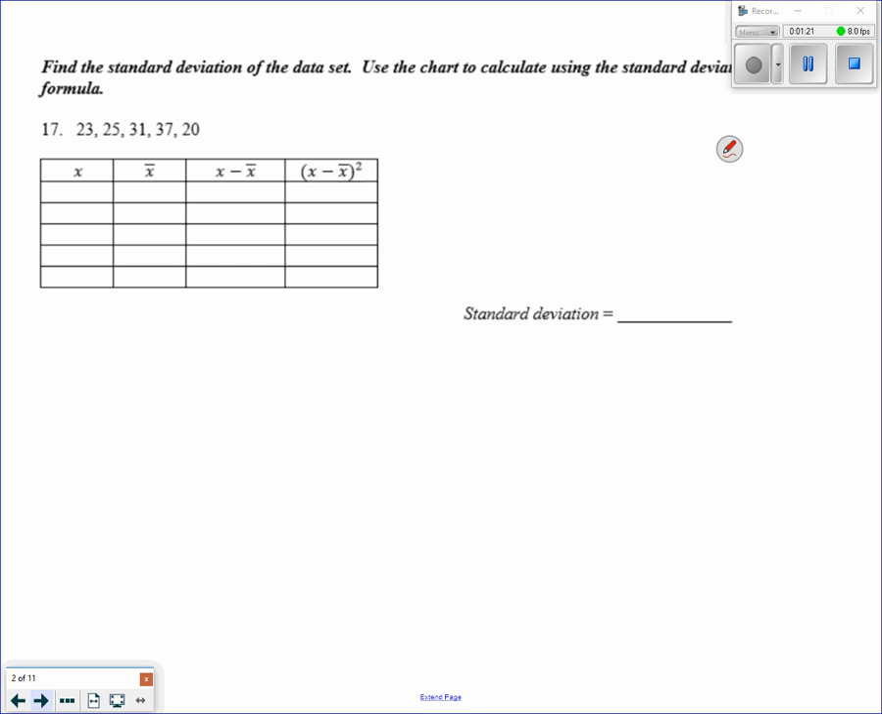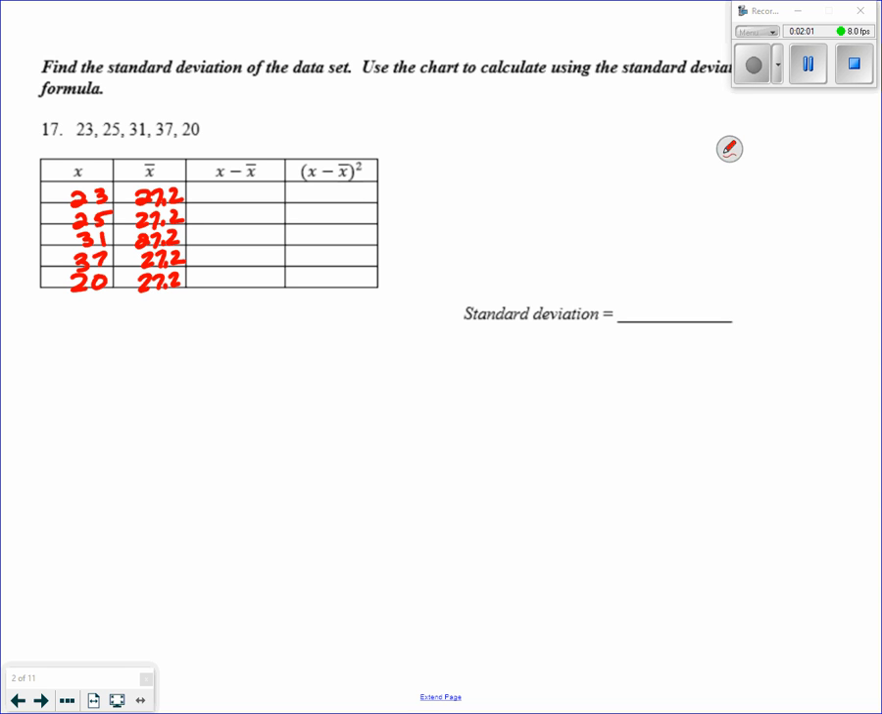Next, we're going to talk about standard deviation. If you were to do it with the chart and not do it with a graphing calculator, you're going to do each number in the first column, and in the second column you're actually going to take the average of those numbers. So you're going to add them all up and divide by how many numbers there are. So the average in this one is 27.2. Then you're going to subtract.